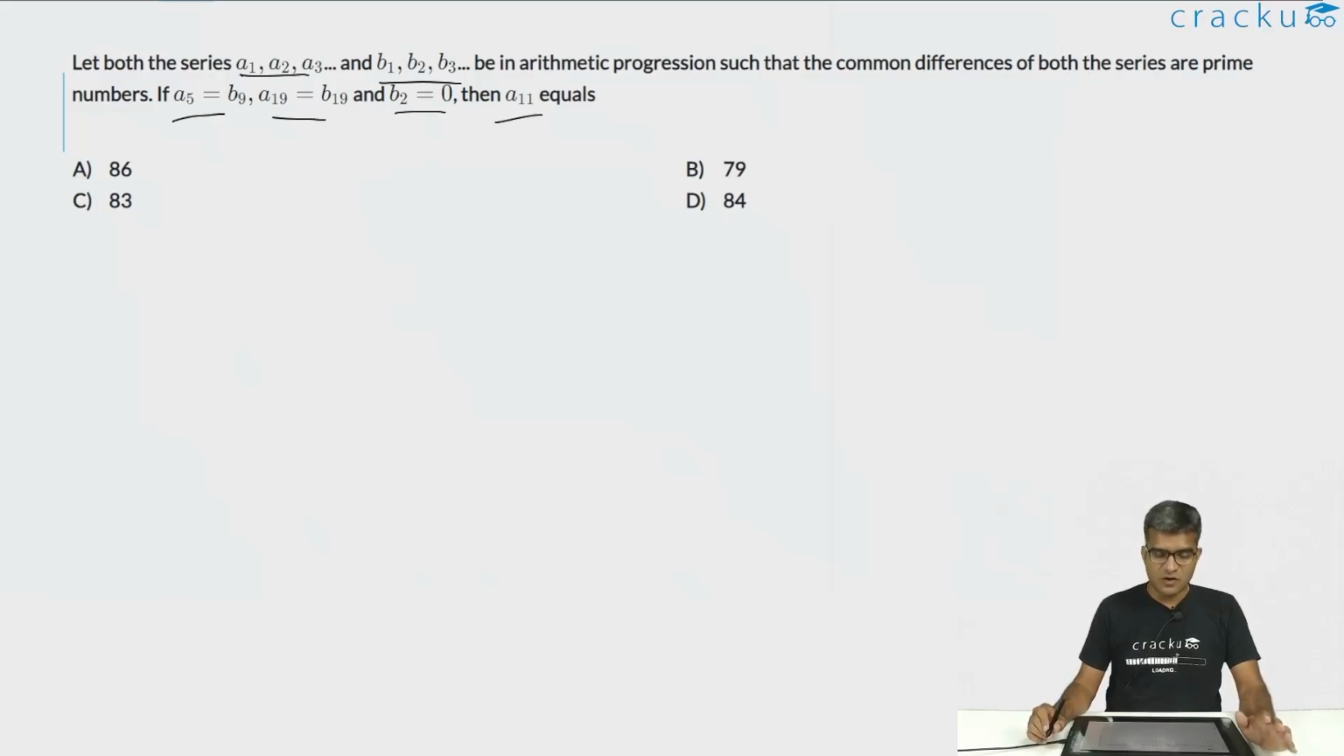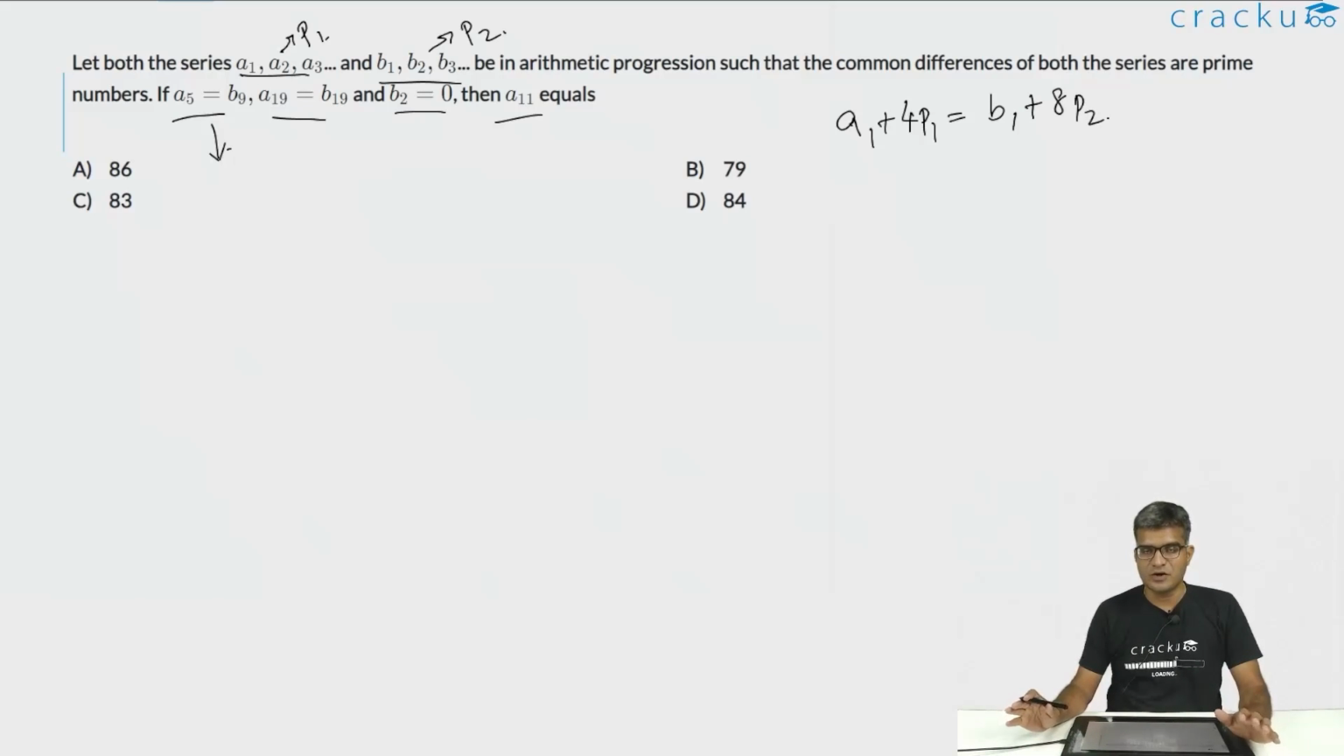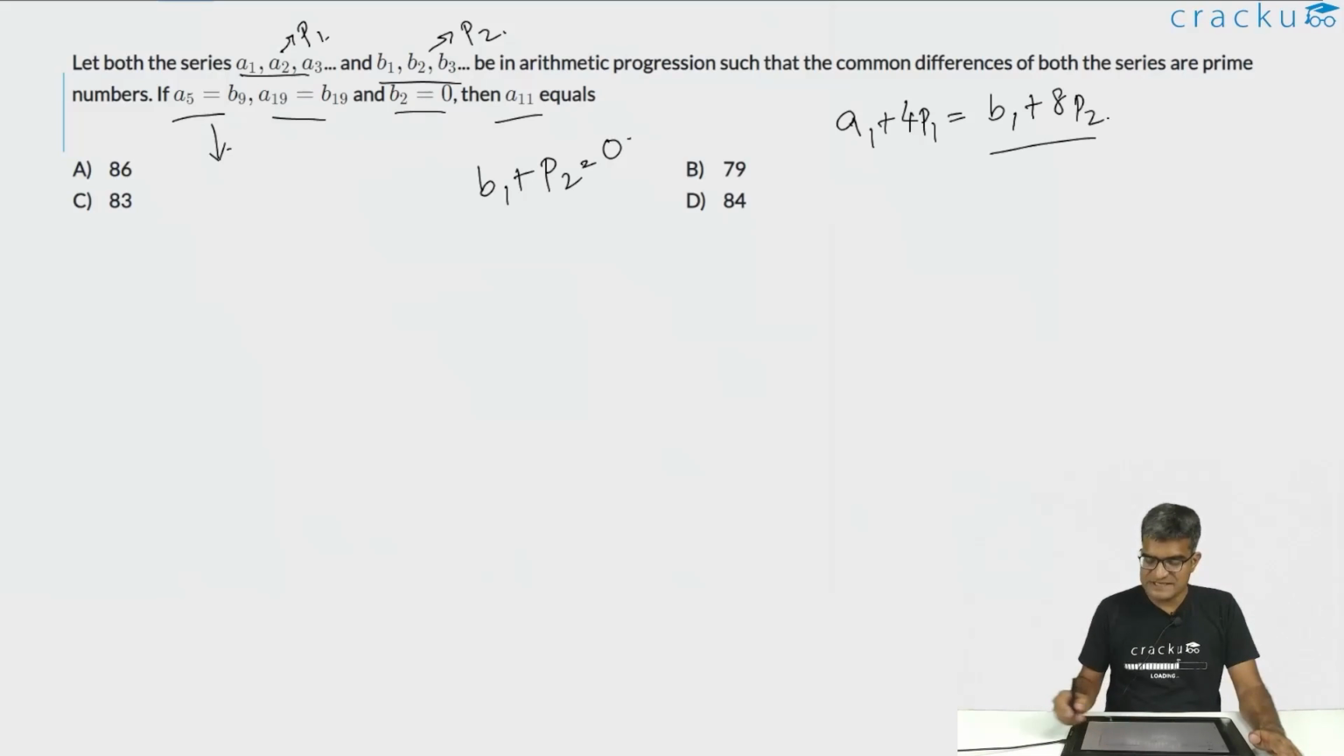So let us assume that the common difference of the first one is say P1, which is a prime number. And the common difference of the second arithmetic progression is say P2, which is also a prime number. We are told that A5 is equal to B9. What is the value of A5? That will be A1 plus 4P1 is equal to B9, which is equal to B1 plus 8P2. Because the common difference for the second one is P2, the common difference for the first series is P1. We know that B2 is equal to 0. So this would imply that B1 plus P2 is equal to 0. So B1 plus 8P2 is equal to 7P2.